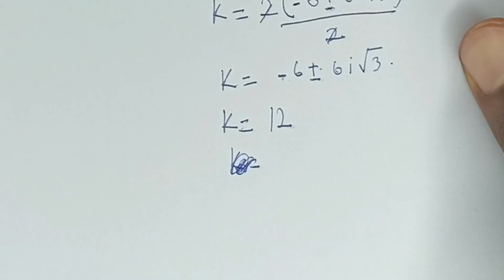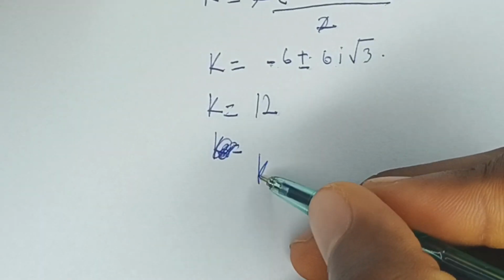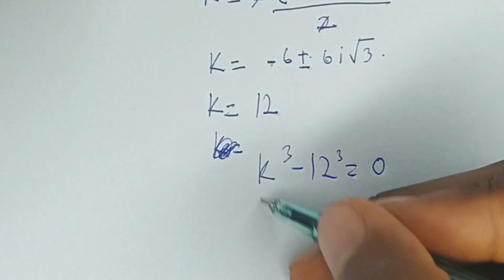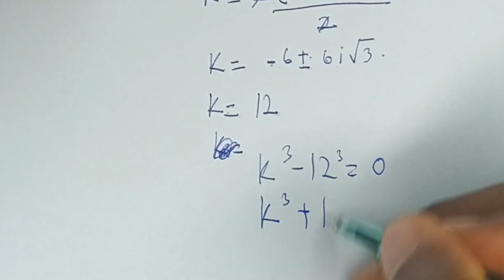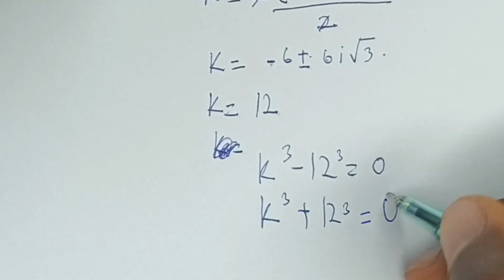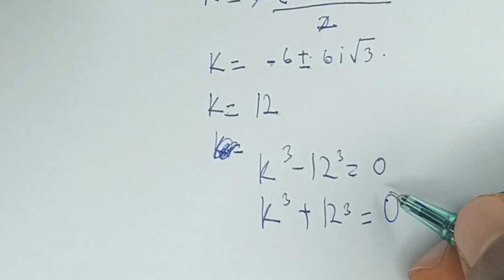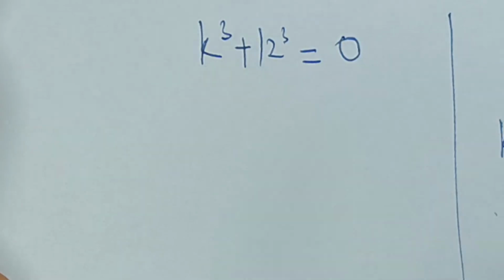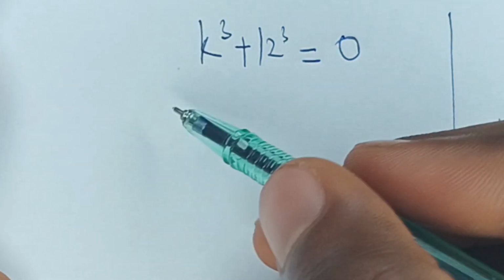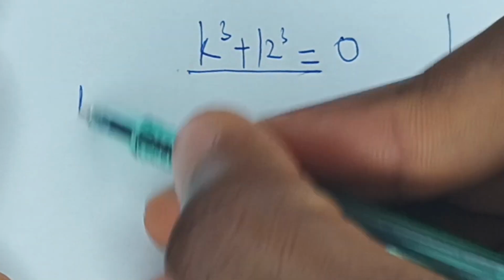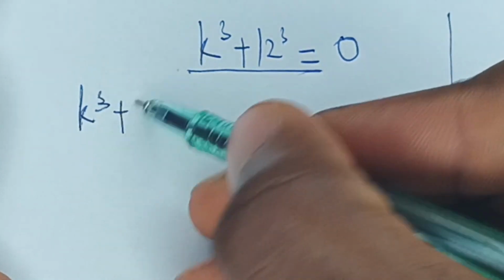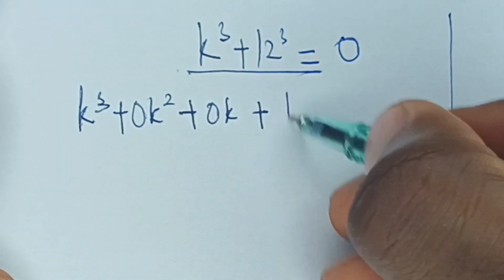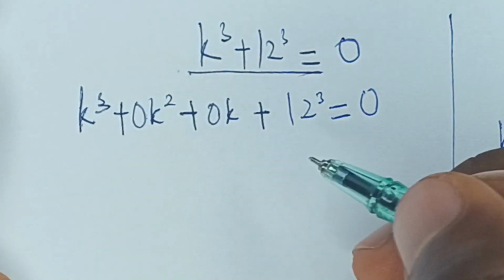Okay, moving on, we had initially from difference of two squares that either k raised to power 3 minus 12 raised to power 3 is equal to 0, or k raised to power 3 plus 12 raised to power 3 is equal to 0. We've solved when k cubed minus 12 cubed is equal to 0. Now let's solve for this. We can rewrite this expression as k raised to power 3 plus 0k squared plus 0k plus 12 cubed is equal to 0.